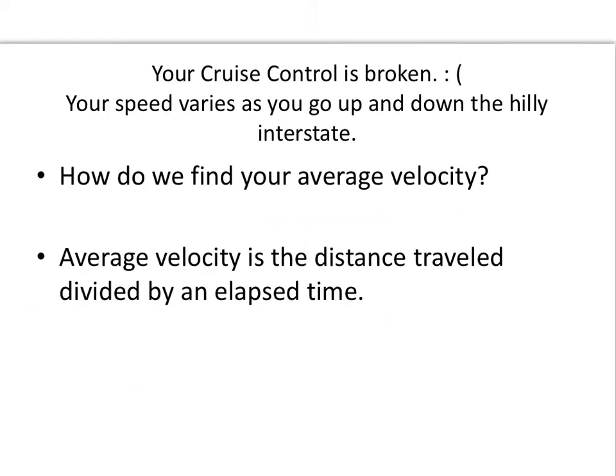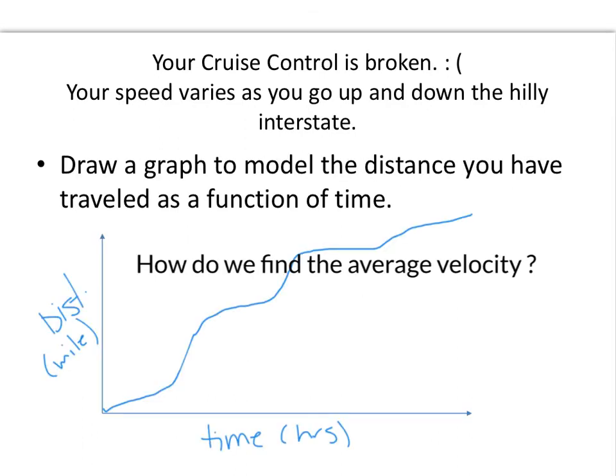Okay, so now that we have that graph, we see there's not a constant slope. So how are we going to figure out what our average velocity is? So remember that your average velocity is the distance traveled divided by the elapsed time. So here's that same graph we drew. Again, we want to know how are we finding that average velocity. So in order to find an average velocity, you're basically just finding the average slope between any 2 points. So I can pick any 2 points, and I would find the average slope to figure out what my average speed was.